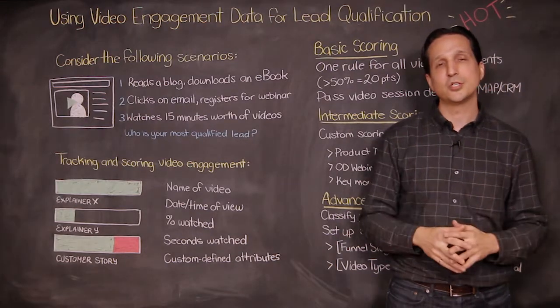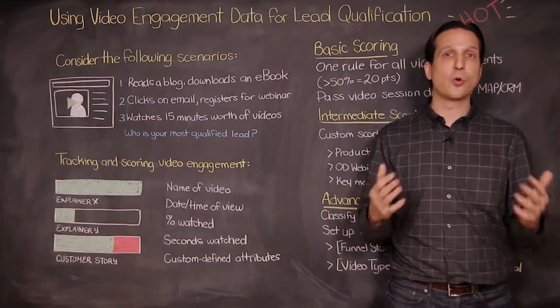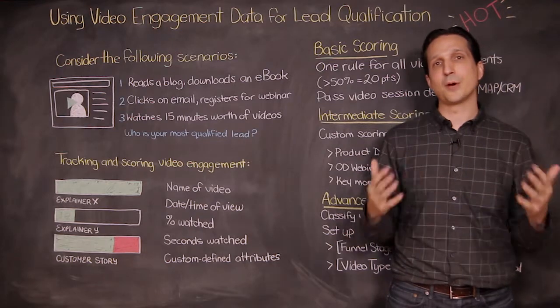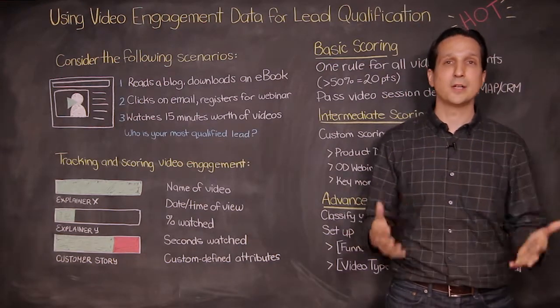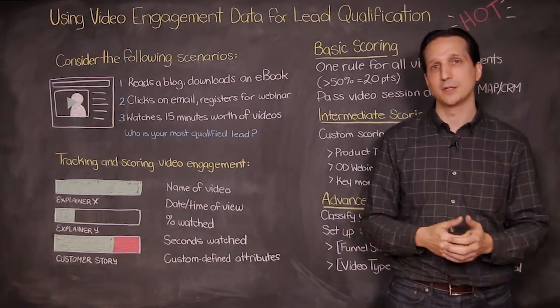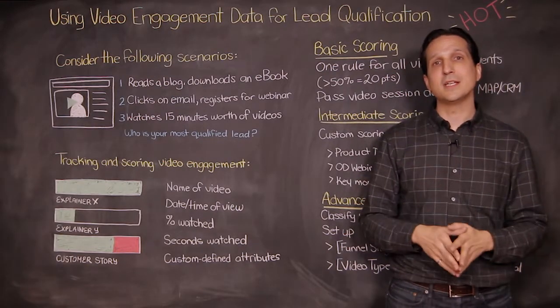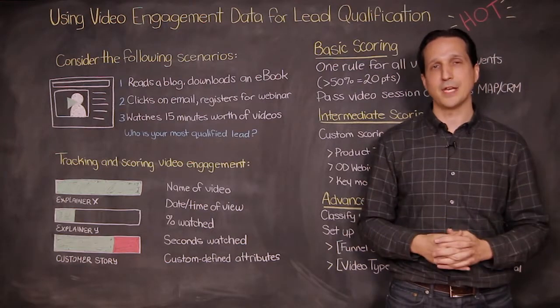They're using this information in their marketing automation to better score their leads, to qualify who's ready to hand off to sales, and to better personalize the buyer's journey based on previous activities and content engagement. However, if you're not tracking video engagement, you may be missing a big piece of your lead qualification model.